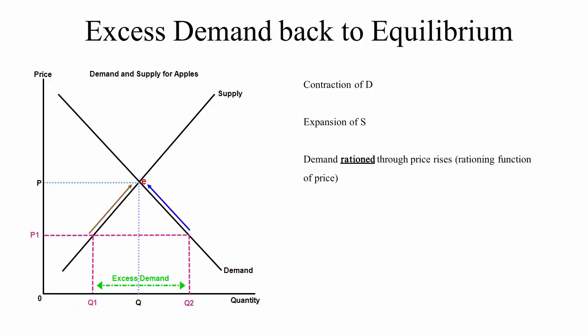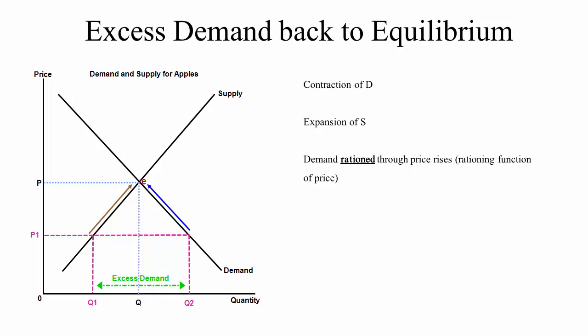To get back to equilibrium price, levels of demand and supply have to adjust. There has to be a contraction of demand in the situation of excess demand, and there has to be an expansion of supply in order that the free market can reach that equilibrium. And this is through the rationing function of price.